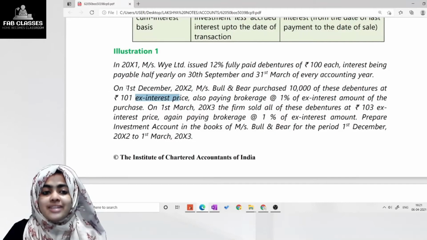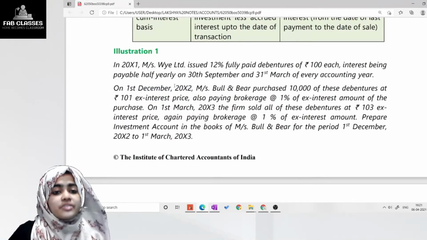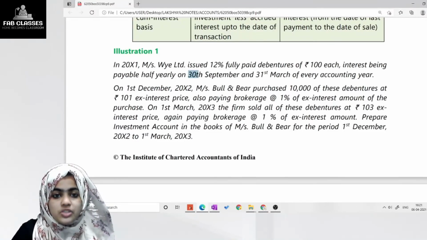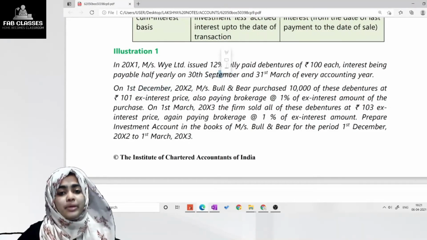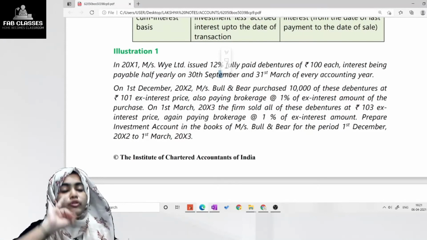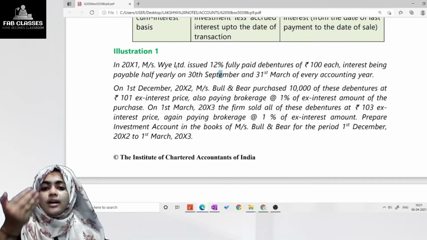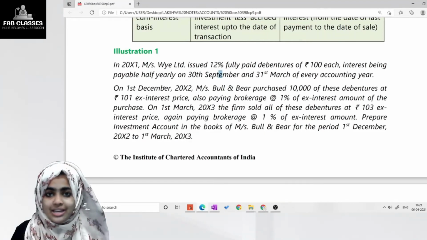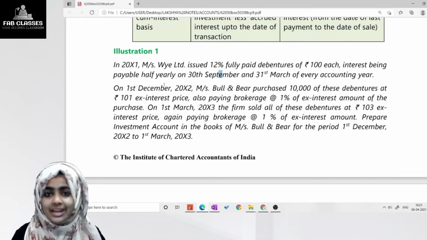We have purchased the investment on 1st December 2012. The last interest which the other person received, that is the last date of interest, was 30th September, right? So we have purchased on 1st December. So for 2 months, October and November, we did not have the debentures in our hands, right? So for that 2 months we are not eligible for the interest, but the owner of the debenture at that time is supposed to get the interest.